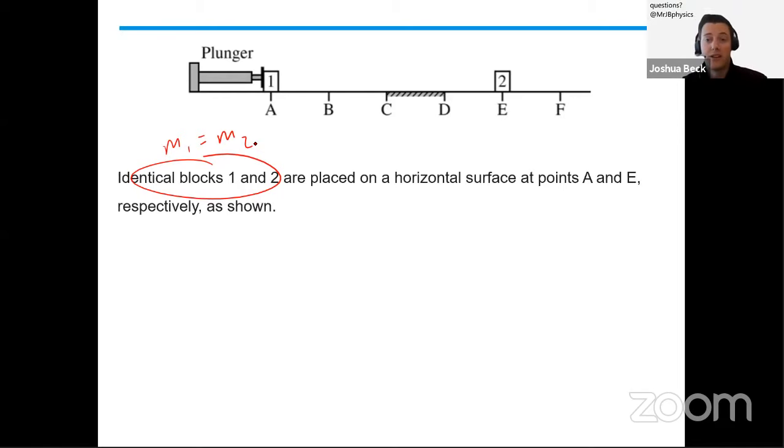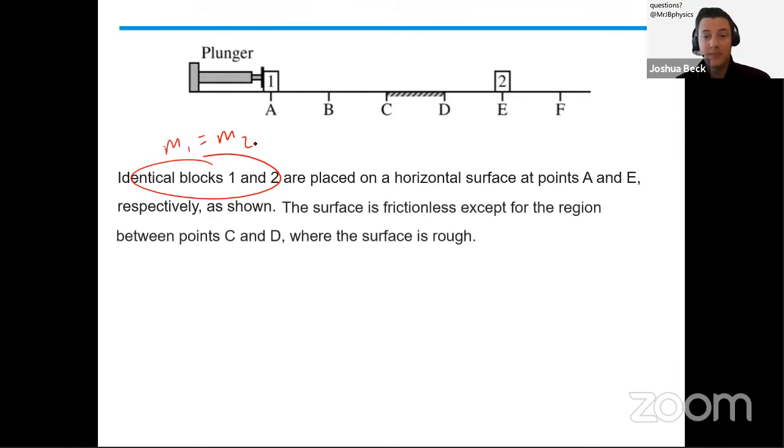Now they're placed on a horizontal surface. Great. It tells us that it's all frictionless except for this region. See, I knew it. I knew there was something different there. Here I have some frictional force that could be applied. I don't have any friction that I have to worry about at any of the other segments.